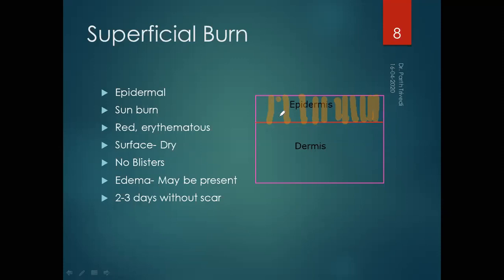So this whole region is your superficial burns. The commonest is sunburn. So it is the superficial layer. This means it is not much serious. There will not be any blister. It will not be moist. The surface will always remain dry. So if it is not moist, there are no blisters.